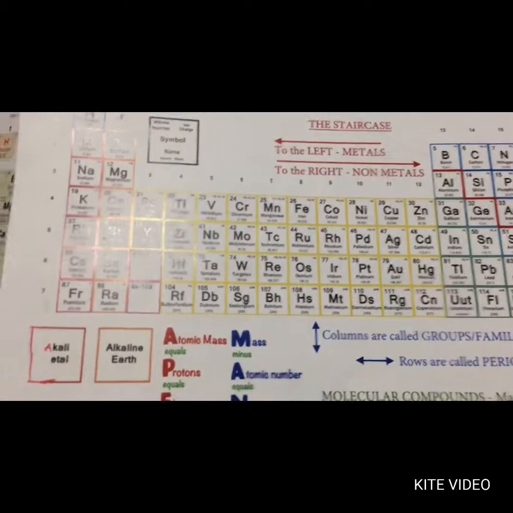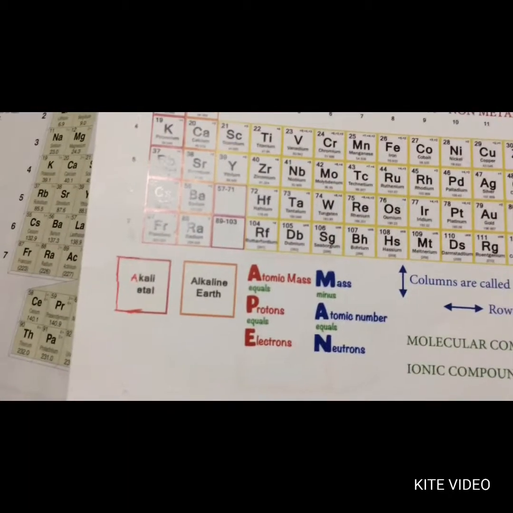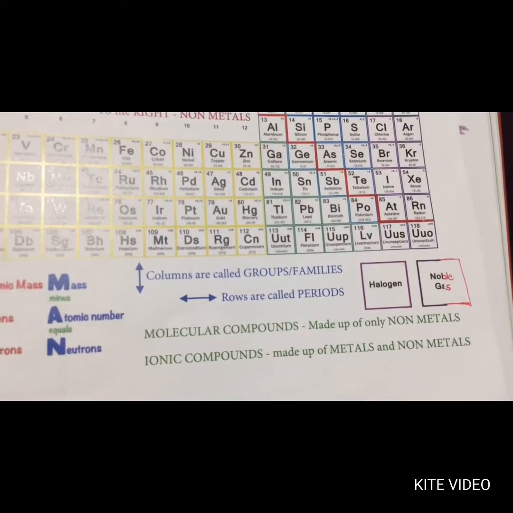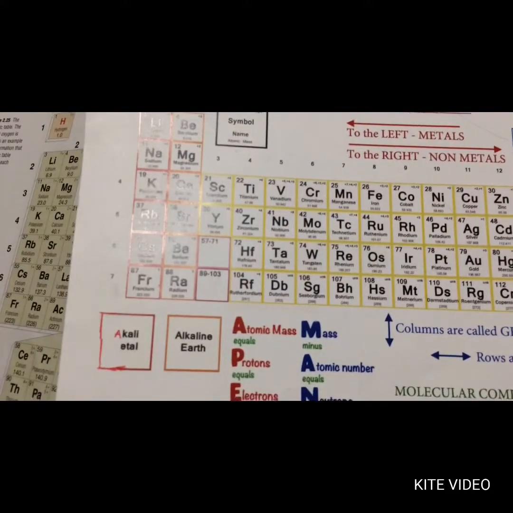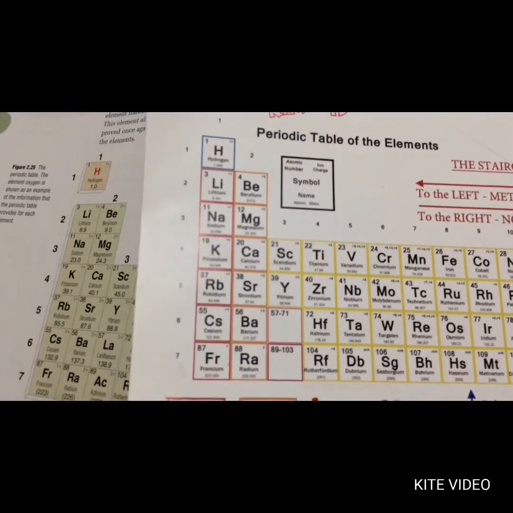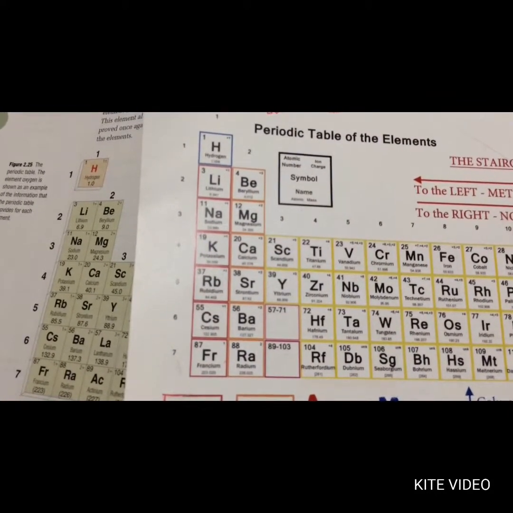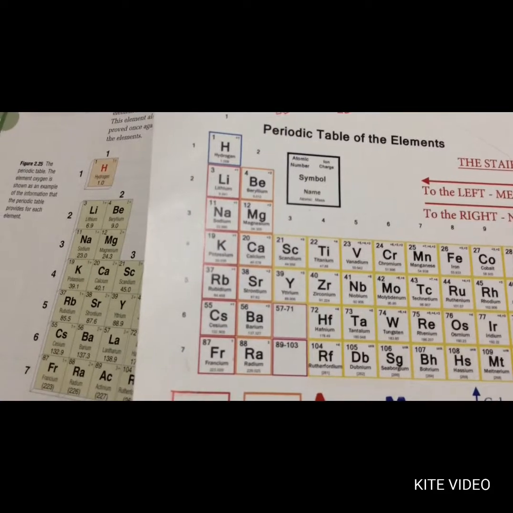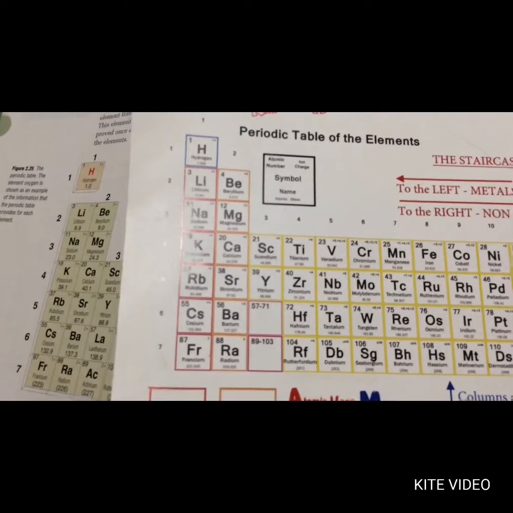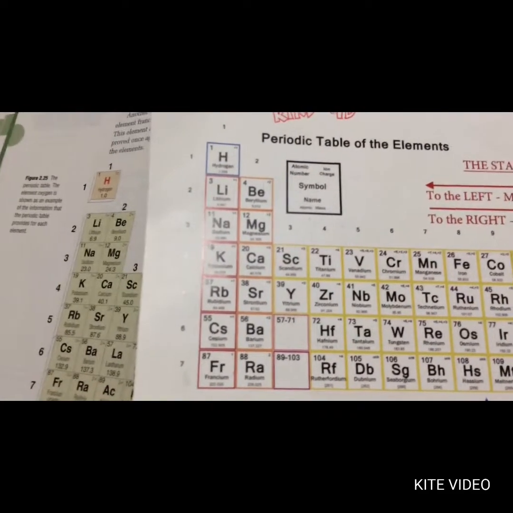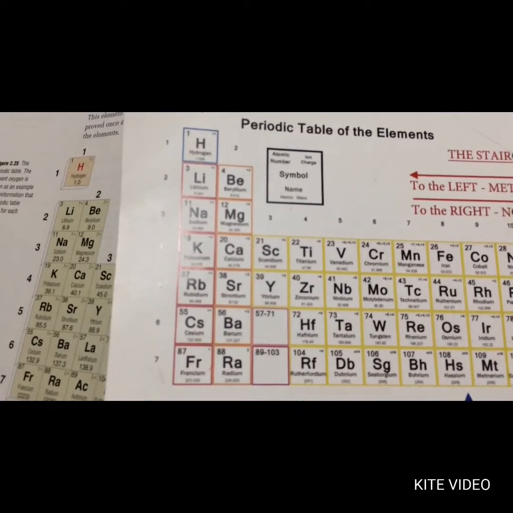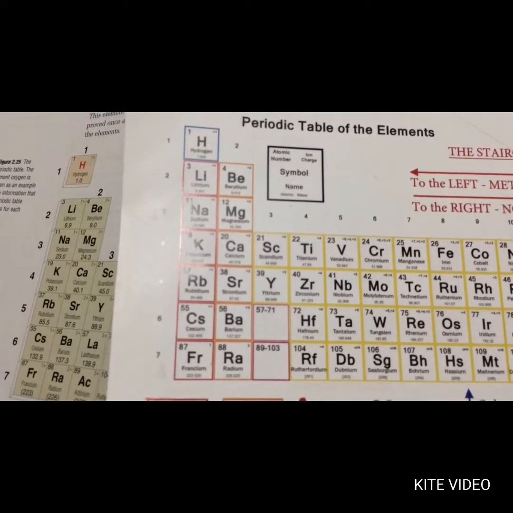They're also put into sections like alkaline metals, alkaline earth, halogens and noble gases. So alkaline metals are labeled here in red, which are lithium, sodium, potassium, rubidium, cesium and francium. The alkaline earth, which is next to the alkaline metals, are beryllium, magnesium, calcium, strontium, barium, and radium.